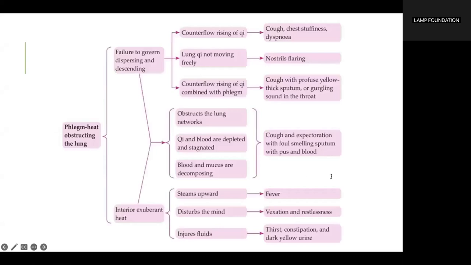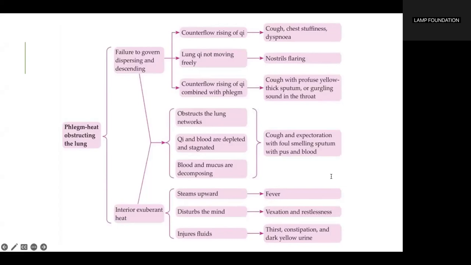Clinical manifestations are cough with profuse yellow thick sputum, chest stuffiness, dyspnea, nostrils flaring, gurgling sound in the throat, vexation and restlessness, fever, thirst, cough, and expectoration with foul smelling, pus-like sputum with blood, chest pain, constipation, scanty dark urine, red tongue with yellow greasy coating, a slippery and rapid pulse.